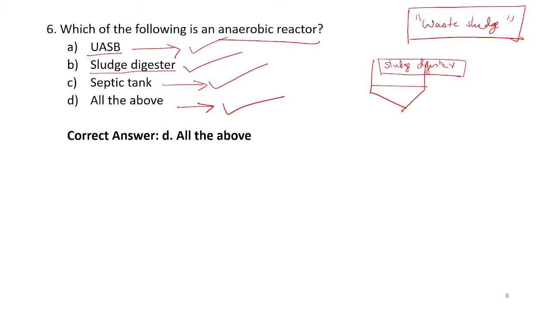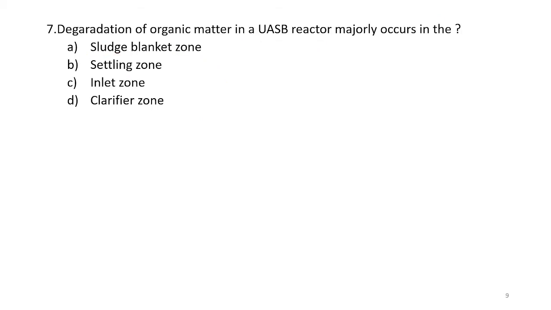If not, let us move on to the next question. Degradation of organic matter in a USB reactor majorly occurs in: option A, sludge blanket zone; option B, settling zone; option C, inlet zone; option D, clarifier zone. So any lead? Option A, ma'am. Option A. Okay, sludge blanket zone.